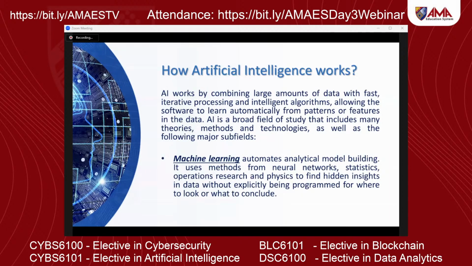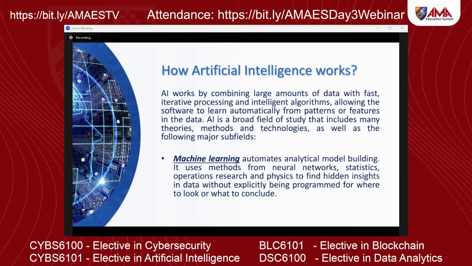Now let's proceed with how artificial intelligence works. AI works by combining large amounts of data with fast iterative processing and intelligent algorithms, allowing the software to learn automatically from patterns or features in the data. AI is a broad field of study that includes many theories, methods and technologies, as well as the following major subfields. In our day 4 and day 5, we will be having a deep understanding and knowledge when it comes to these major subfields of artificial intelligence.